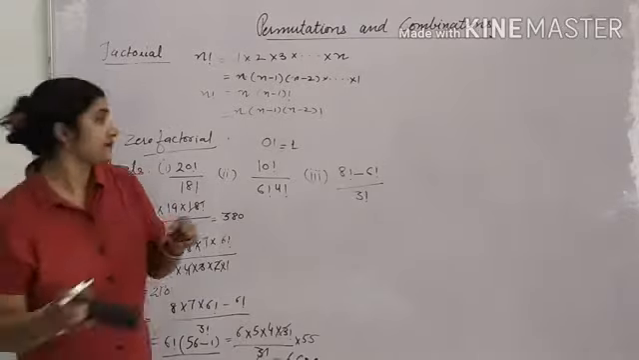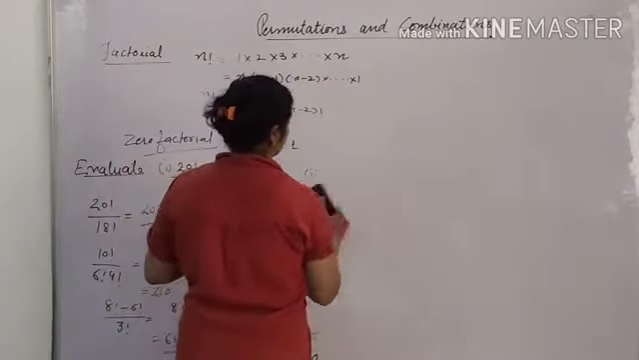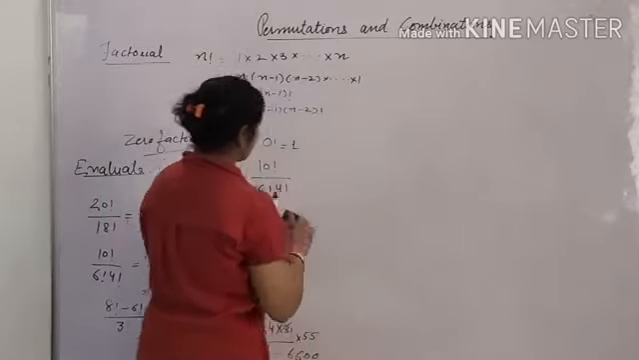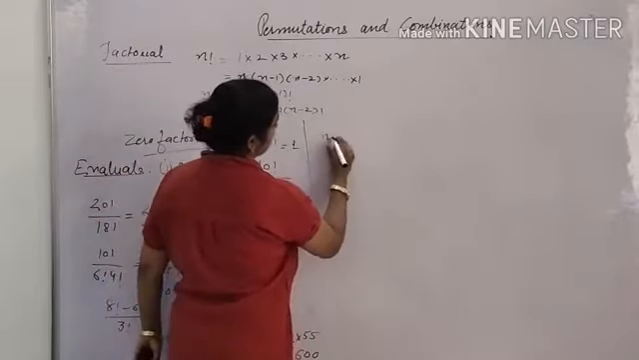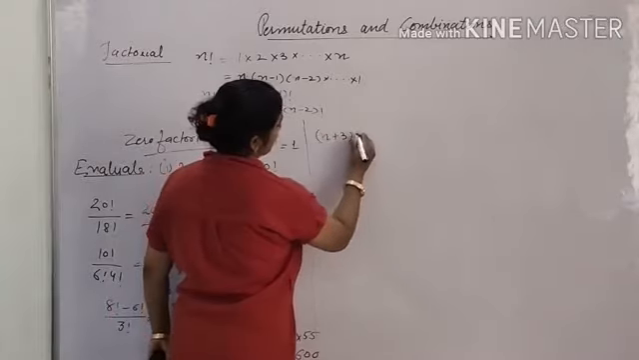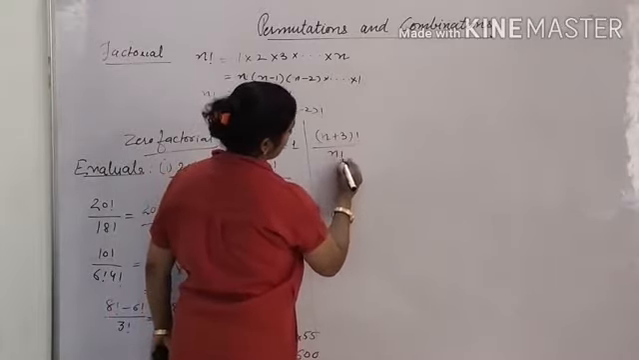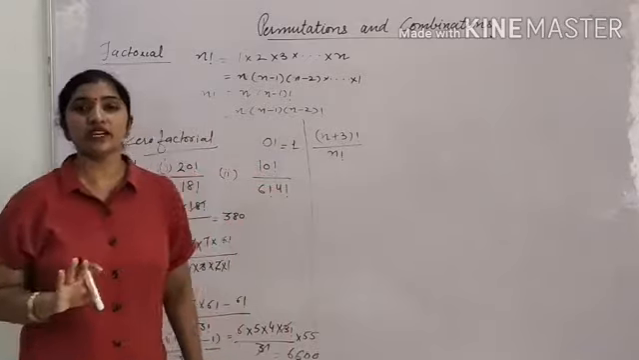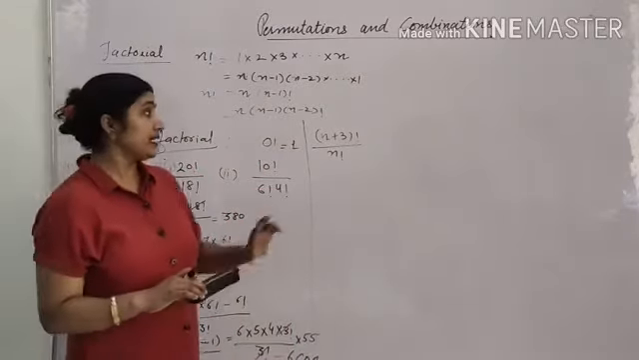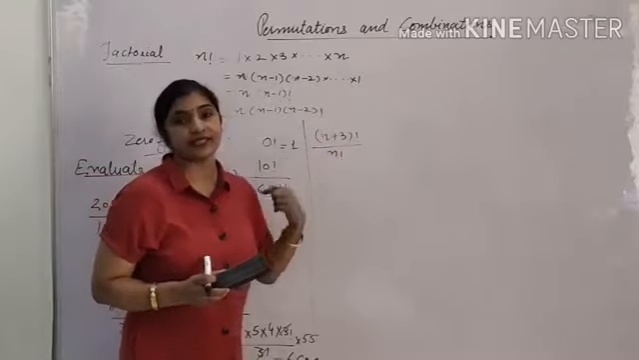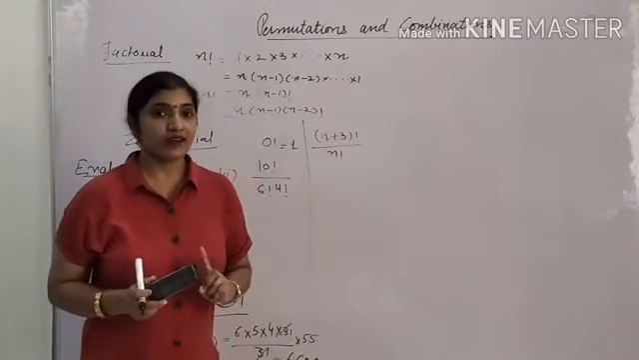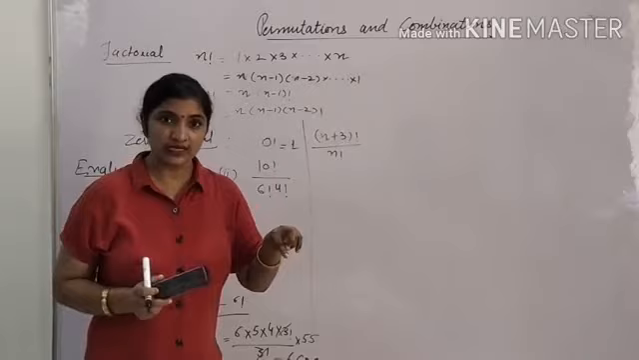So let's have another numerical problem. Let's evaluate n plus 3 factorial divided by n factorial. Here n is not given to you, right? But you know, n is a natural number and we know that n plus 3 is bigger than n. So we can always reduce the bigger factor to the lowest.